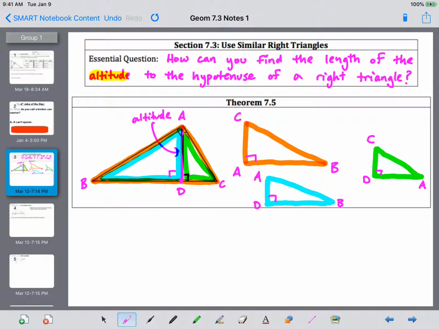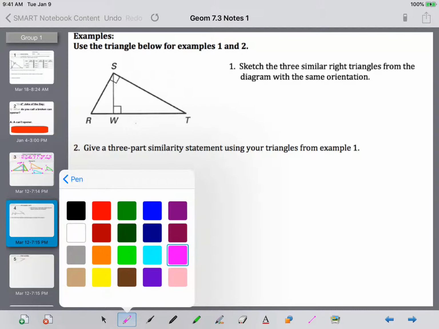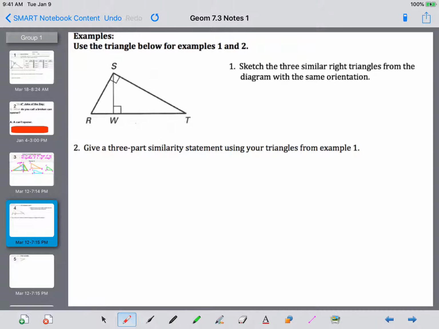So that's what we're going to practice doing in our first example. We have this picture of triangle RST, and we are going to sketch the three similar right triangles from the diagram with the same orientation. Maybe it helps to do this in three different colors. I always start with the biggest triangle, which is just the outer triangle. And I always like to put the right angle in the lower left. It just makes sense to me to set it up that way.